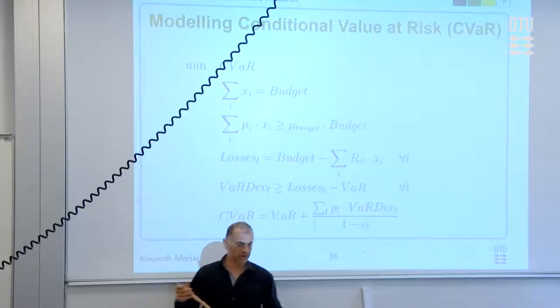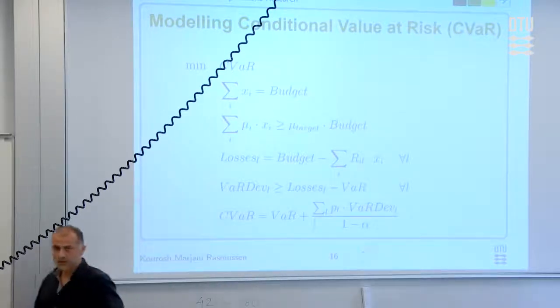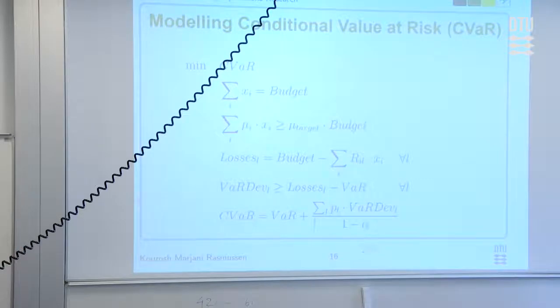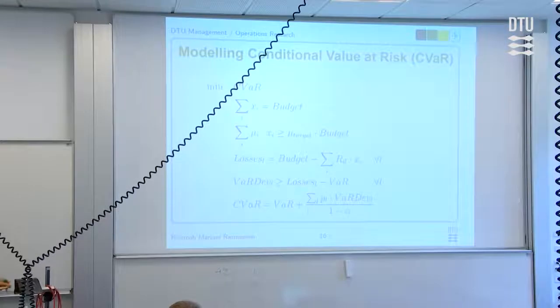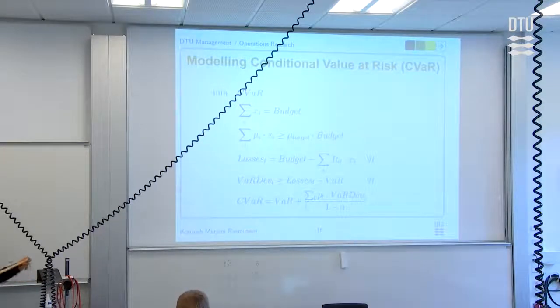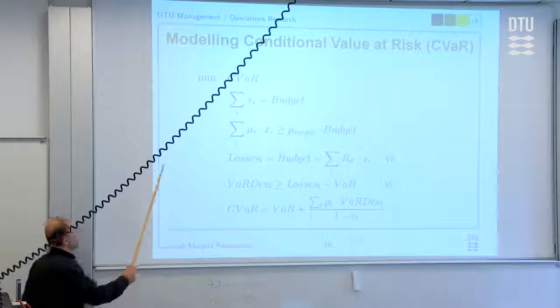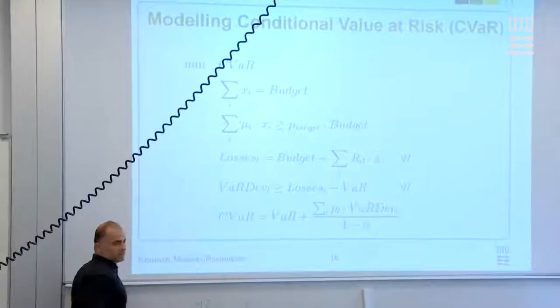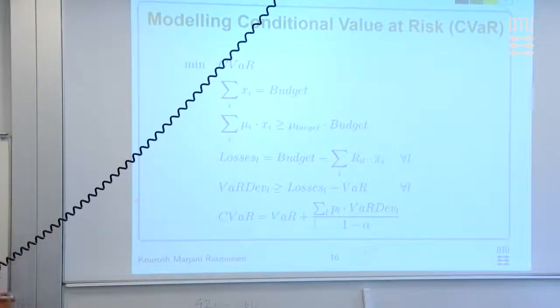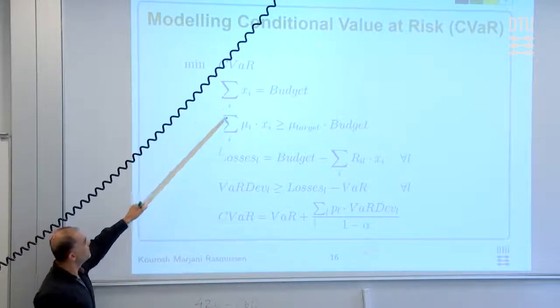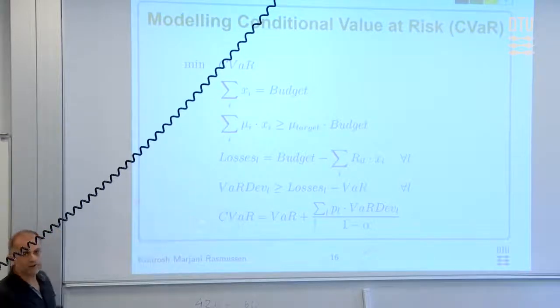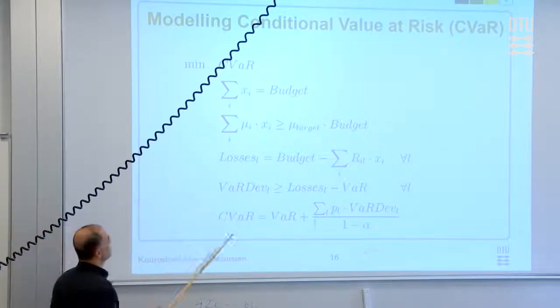So this is the conditional value at risk model. This looks very similar to your value at risk model. In fact, there are only a couple of equations which are different. For one thing, we are minimizing conditional value at risk, which is a free variable. And notice here that there are 4 equations which are completely identical with the model from before. So I'll go quickly through those.